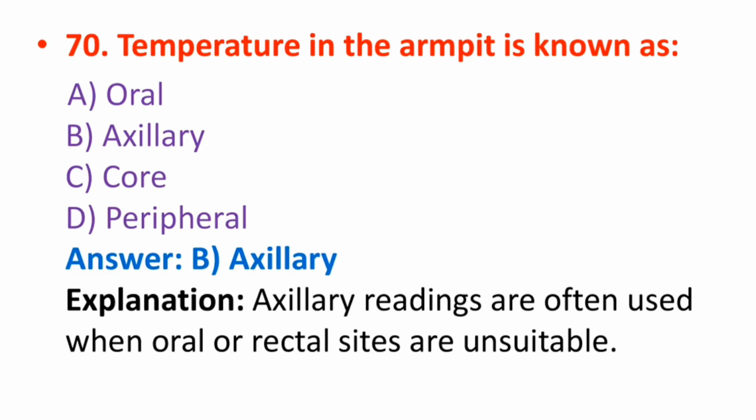Temperature in the armpit is known as option A, oral, option B, axillary, option C, core, option D, peripheral. The correct answer is option B, axillary. Axillary readings are often used when oral or rectal sites are unsuitable. Temperature in the armpit is known as axillary.